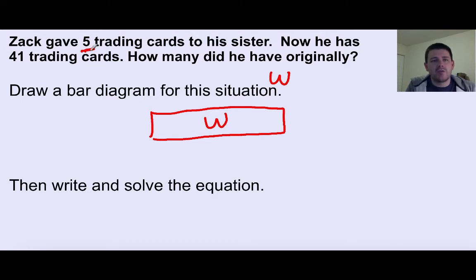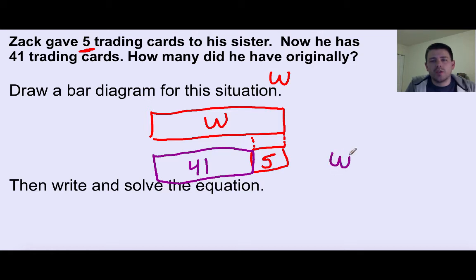But he gave 5 cards to his sister. So however many he had, he gave away 5 of them. So we need to subtract away 5, and we show that we came back by 5 from our original total. Now it says after doing that, he has 41 cards left over. So this leftover piece, after we got rid of those 5, is 41 cards. If we write it as an equation, we would see W minus 5, his total originally minus the 5 he gave to his sister, is equal to 41 cards.